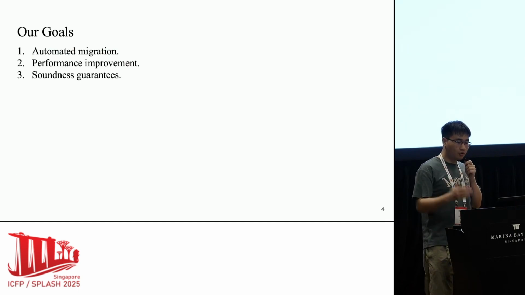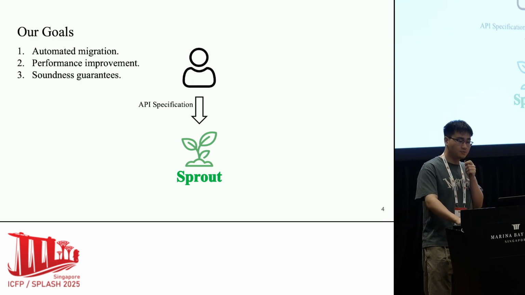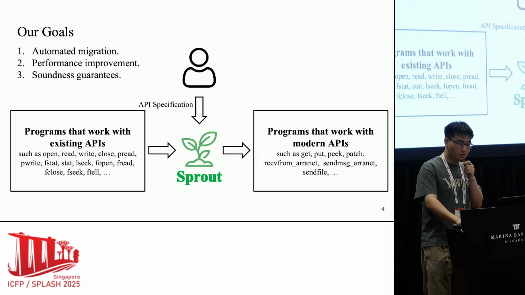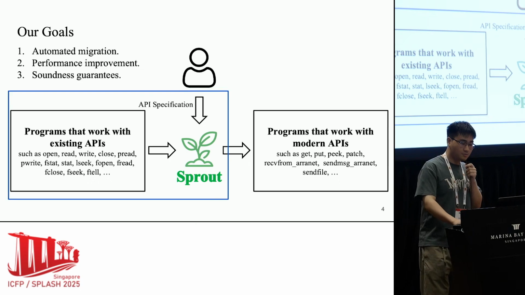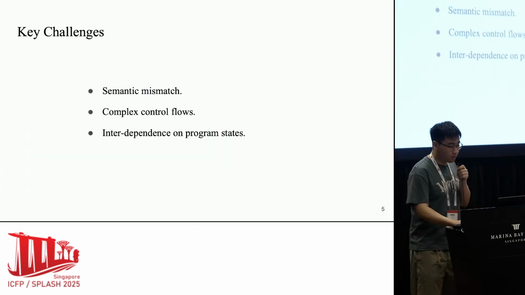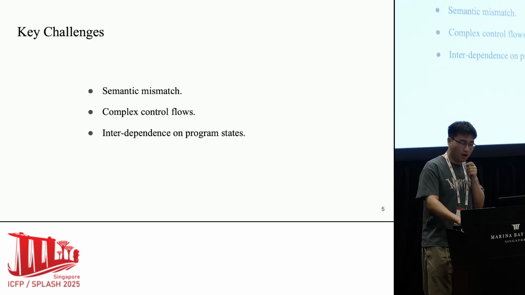So we aim to automate the migration across different I/O APIs while providing correctness guarantees. Our system is called Sprout. It takes a specification from the API experts and an existing program that uses old APIs, then synthesizes a migrated program that uses the new APIs. We next talk about how Sprout removes old APIs from the existing program. And this process has been difficult due to three main challenges: the semantic mismatch, complex control flows, and program state interdependence. I'll explain these challenges and how we address them.